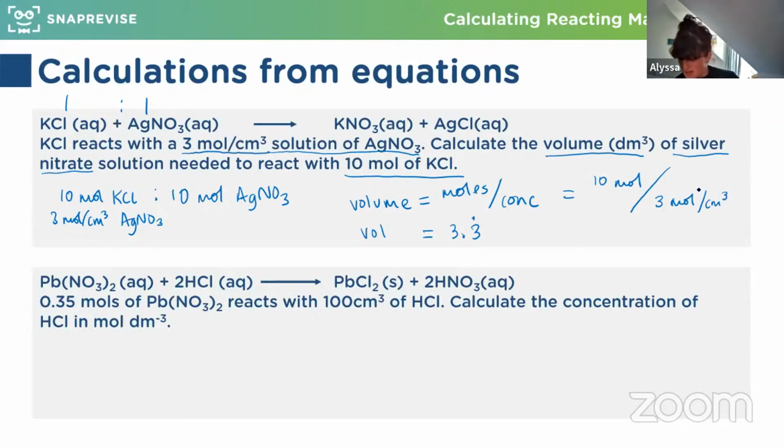So the moles are going to cancel. I'm actually just going to be left with centimeters cubed. Now they've asked for a volume in decimeters cubed, and I see that Rydell's already converted it, which is fabulous. So we're going to go from centimeters cubed to decimeters cubed, which means divide by 1,000.